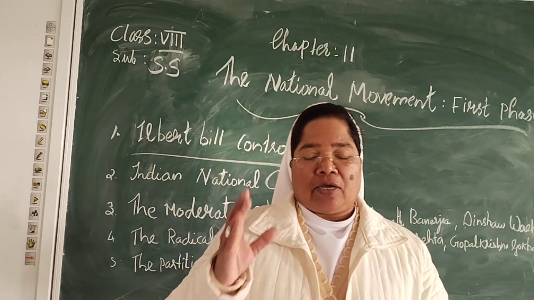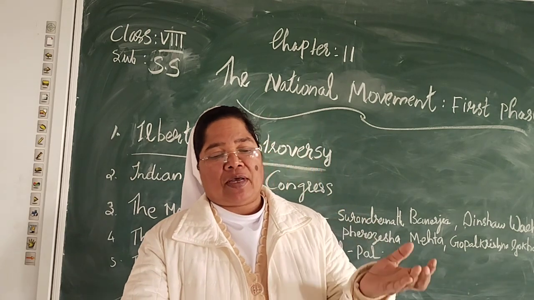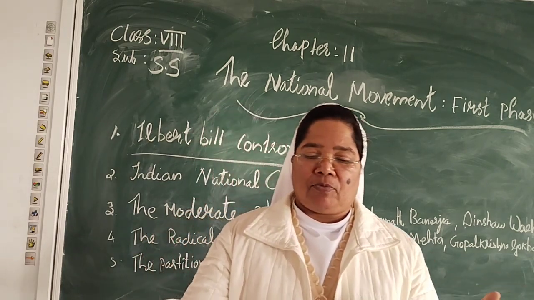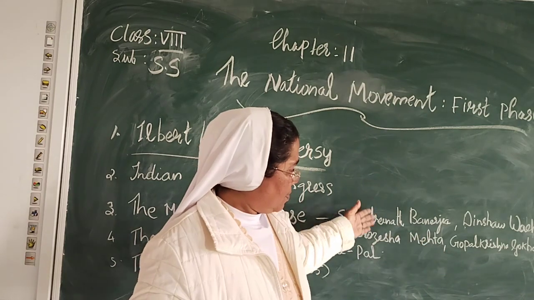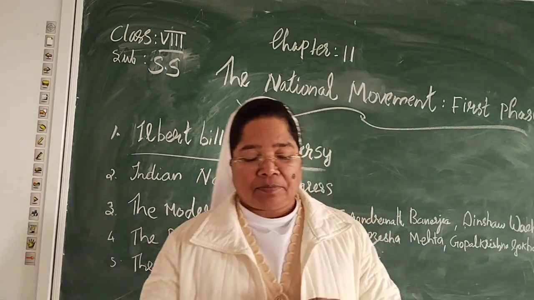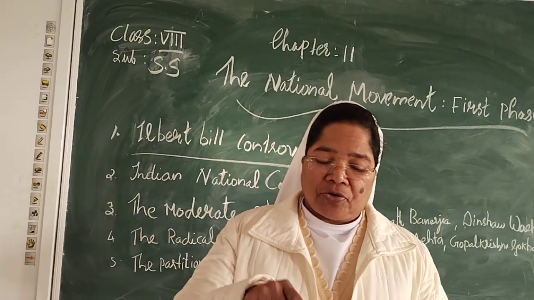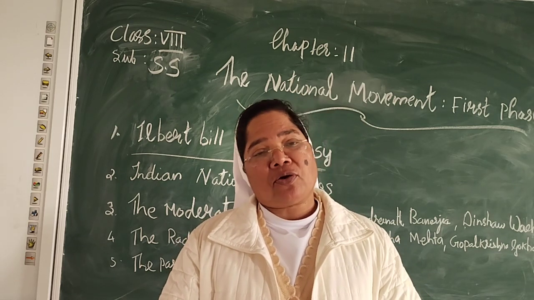So, who are they? Who are the moderate members? The moderates, the four members you can see. These are the points they understood. Now let us go to the British attitude towards the Congress.